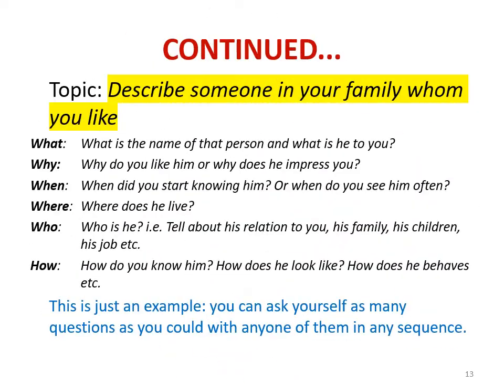Example: you remember I highlighted this one in the list of topics. Describe someone in your family whom you like. Now, how do you ask yourself different questions? For example, what is the name of that person and what is he to you? Why do you like him, or why does she or he impress you? When do you see him often? Where does he or she live? Who is he? Tell about his relation to you, his family, children, etc. How do you know him?